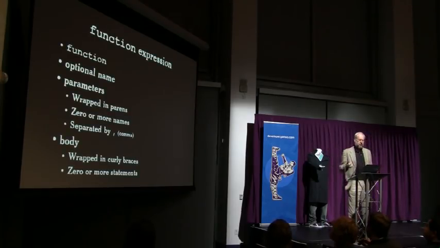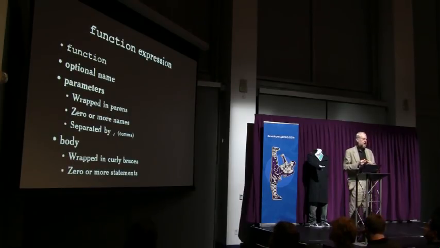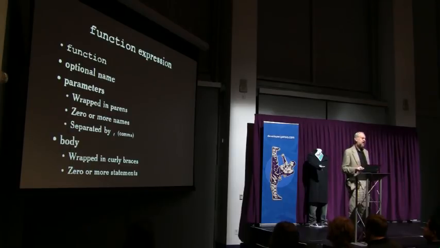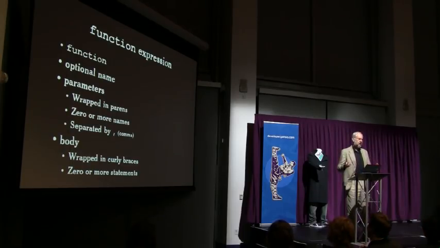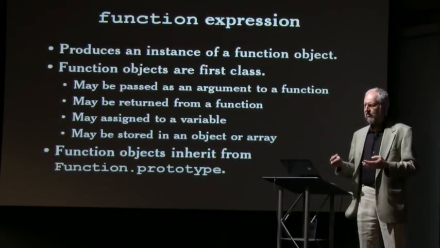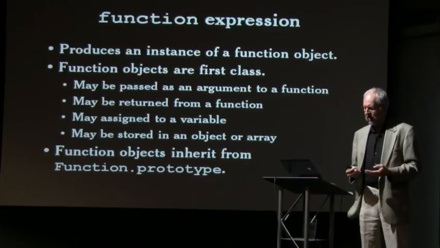So here's what a function is. A function is the word function. It optionally has a name, which can be used to allow it to call itself. It can have a set of parameters, which are wrapped in parens, containing 0 or more names, which are separated by commas. And it can have a body, which is wrapped in curly braces, containing 0 or more statements. A function expression like that produces an instance of a function object.